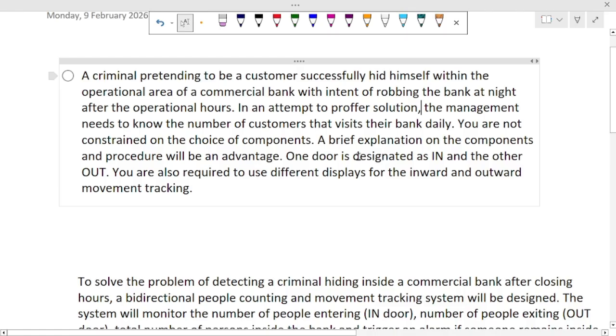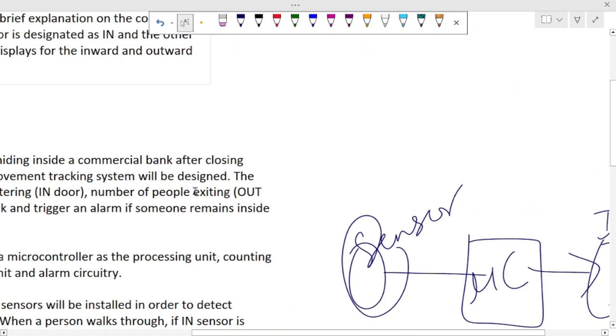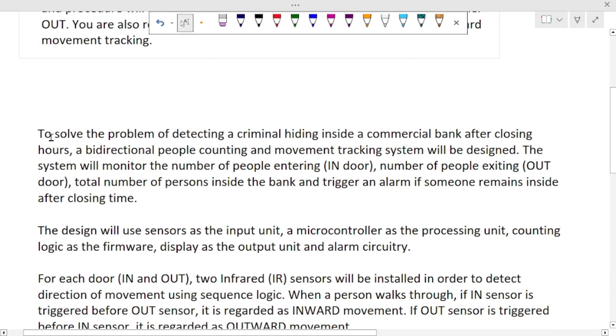So one door is designated as in and the other out. You are also required to use different displays for inward and outward movement tracking. Now, to solve the problem of detecting a criminal hiding inside the commercial bank after closing hours, a bidirectional people counting and movement tracking system will be designed. This is the solution, okay?